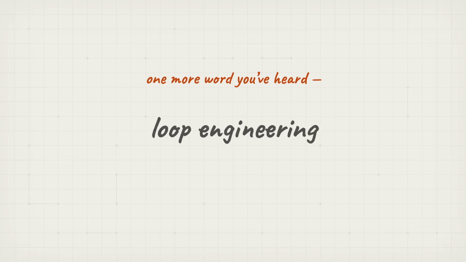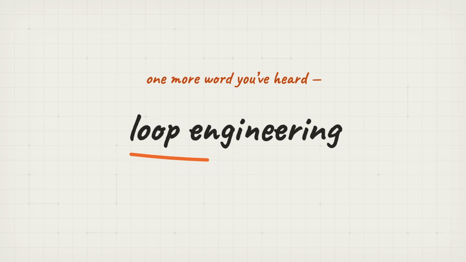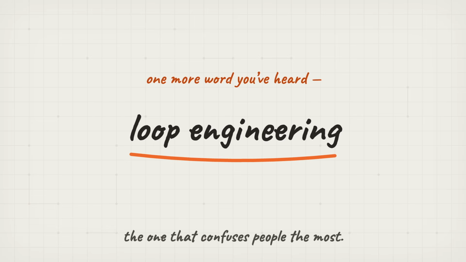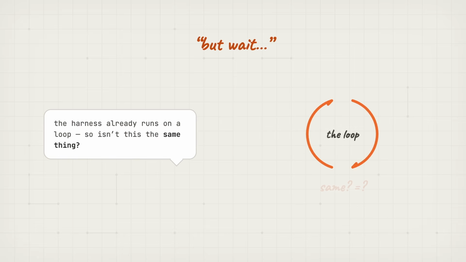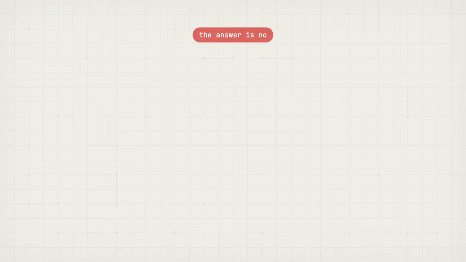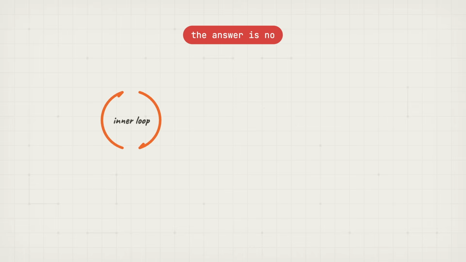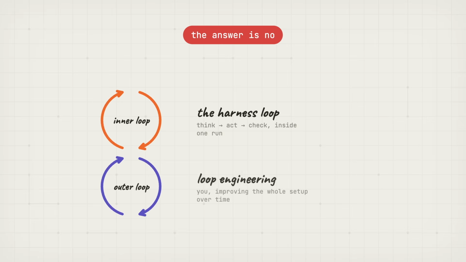Now, there is one more word you have probably heard somewhere, and this is honestly the one that confuses people the most. So, let me clear it up right now before it confuses you too. That word is loop engineering. And I already know what you are thinking. You are thinking, wait a minute, we just said the harness runs on a loop. So isn't loop engineering the same exact thing? It is a very fair doubt to have, but the answer is no. And the reason is that these are two different loops, sitting at two different levels. Let me explain it properly.